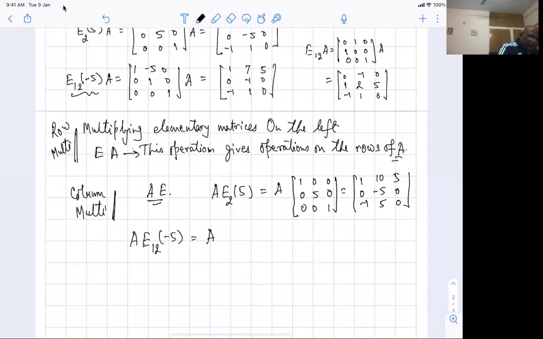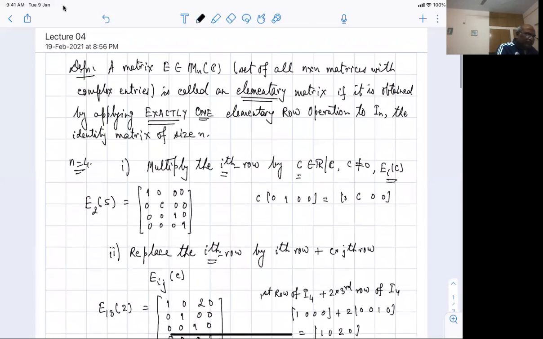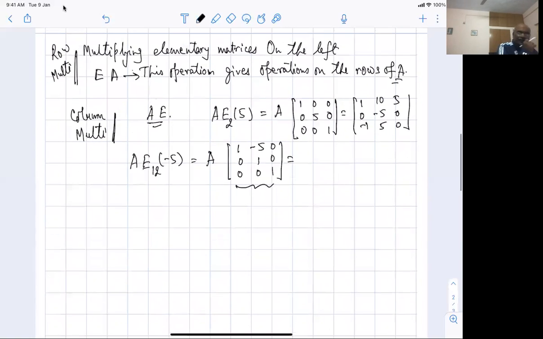So A remains as it is. E1,2 is 1, minus 5, 0, 0, 1, 0, 0, 0, 1. So the idea here is that this part still comes from elementary row operation. Look at the definition here. Definition here is that it's called an elementary matrix if it is obtained by applying exactly one elementary row operation. We are not applying elementary column operation to identity. We are applying only row operation to the identity matrix, right?